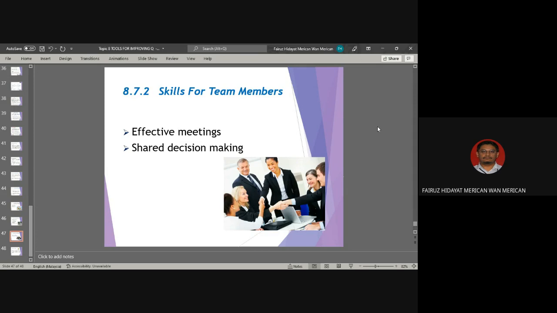And as a member of a team that's involved in the process improvement, then they need to have the skills of effective meetings, right? Meaning you have to make sure that you attend meetings, attend them on time, be participative, you contribute ideas to the meetings. That's a skill for team members. And shared decision making, meaning that you need to have an agreement when making decisions. You have to have a consensus when making decisions.